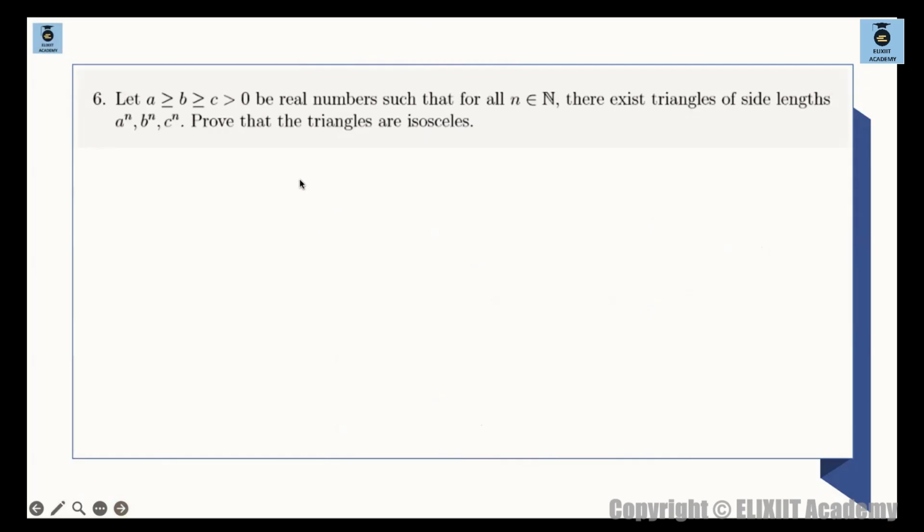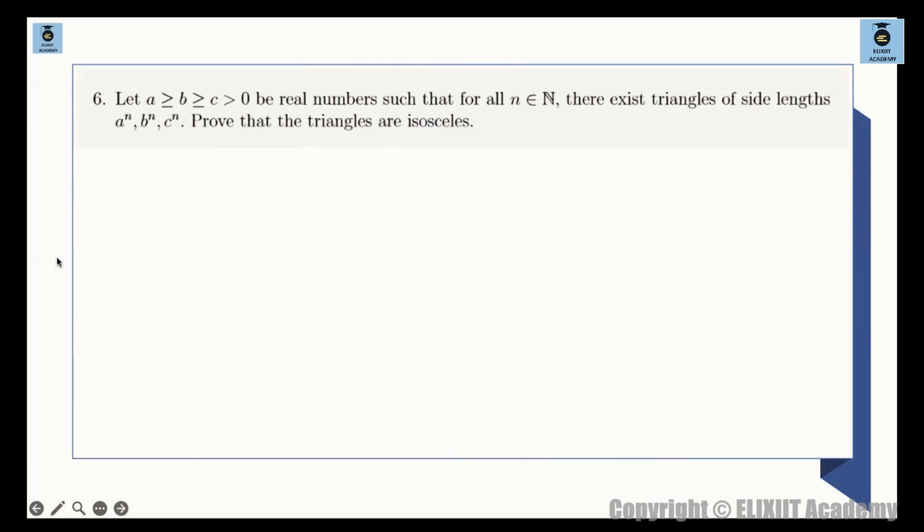Okay, we move to the next question. Next question says, some conditions are given. A, B, C are real numbers. Some conditions are given such that for all n belonging to N, there exist triangles of side lengths a raised to the power of n, b raised to the power of n, and c raised to the power of n. We have to prove that the triangles are isosceles.